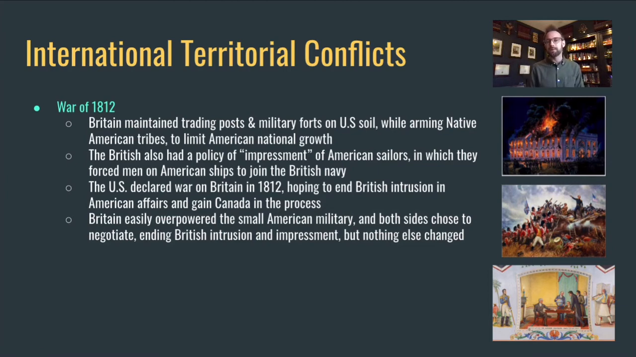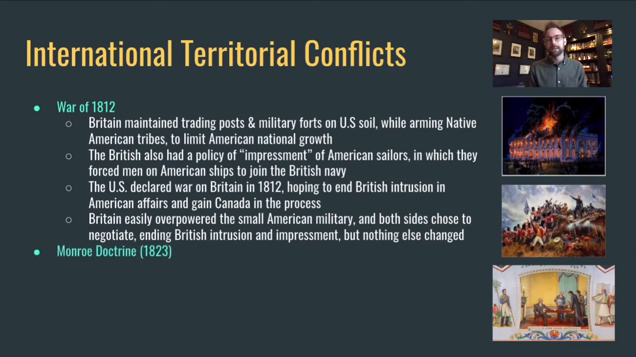So, what happened around 1815? Both sides came together and said, let's just negotiate to end this war. What happened is the Brits stopped intruding, they stopped impressing our sailors, but we didn't get Canada. No land changes happened. It pretty much just got Britain out of our issues, and they promised to stay out, and they pretty much kept true to that promise after this war.